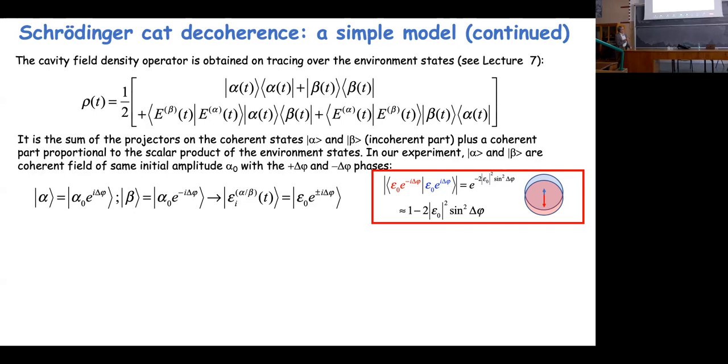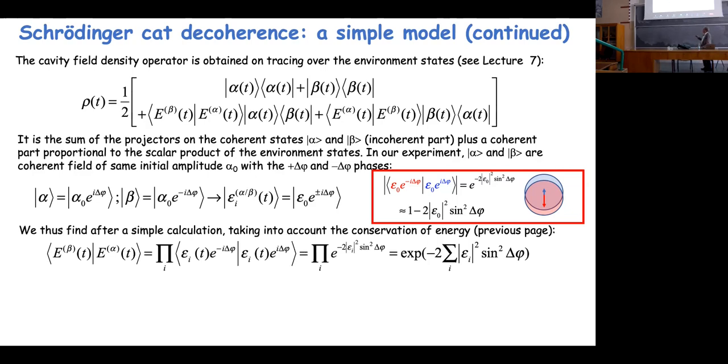And you can replace this by the expansion, which is just 1 minus 2 epsilon naught square sine square delta phi, which is a very small quantity. So you see that the information that you get in each of these modes is very small because they overlap a lot. But you have a lot of modes. And what we have to do is, of course, to take the product of all these quantities which are very close to 1. And when you do that, you see that the overlap of the two states of the environment is just the product of these quantities.